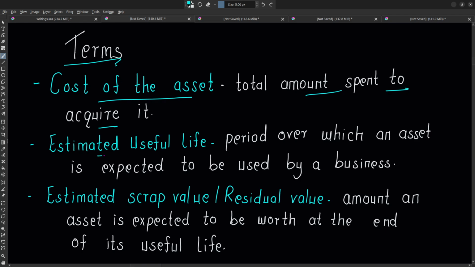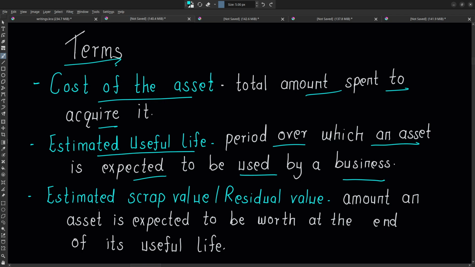The other one is estimated useful life, which is the period an asset is expected to be used by a business. So if I have bought this car and I'm using it in operations, maybe I'm in logistics, moving things from one place to another, then I'm able to estimate that I can only use this motor vehicle, let's say it's a lorry, for a period of 4 years, and past those years it will not be effective to use this asset. So we usually estimate the useful life of the asset to the business.